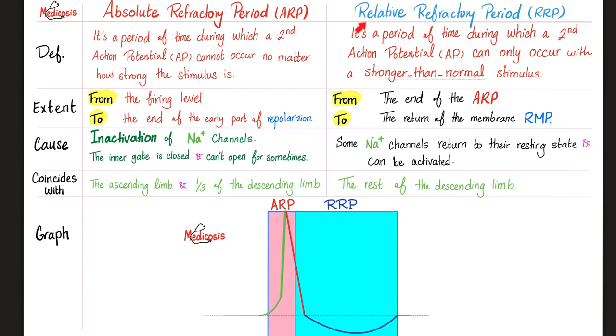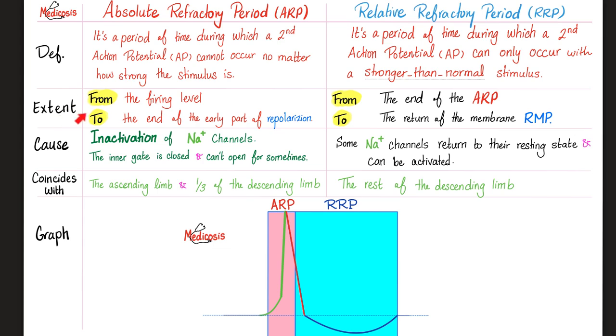Absolute refractory period versus relative refractory period. What the flip is that? It's a refractory period. So the definition is, it's a period, well, no duh, of time during which a second action potential cannot occur because I'm busy in the first action potential. Right, I'm busy. Okay, stop it. You mean I cannot excite you for the second time? Nope, you have to wait, no matter how strong the stimulus is.